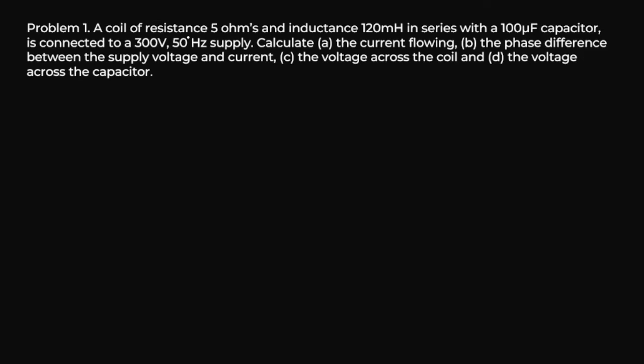We are to calculate A, the current flowing through the entire circuit; B, the phase difference between the supply voltage and the current, or the phasor angle; then C, the voltage across the coil; and D, the voltage across the capacitor. So this is a very good example which will enable us to apply all the explanation that I've given earlier on.